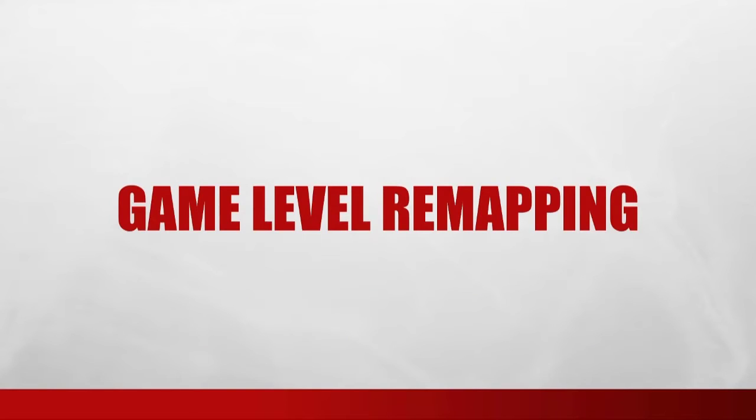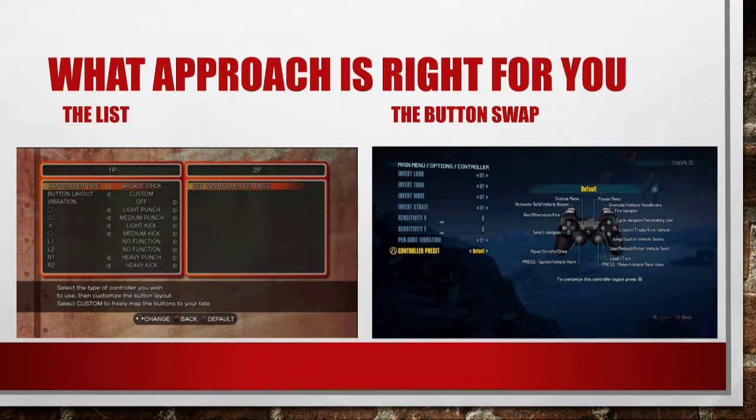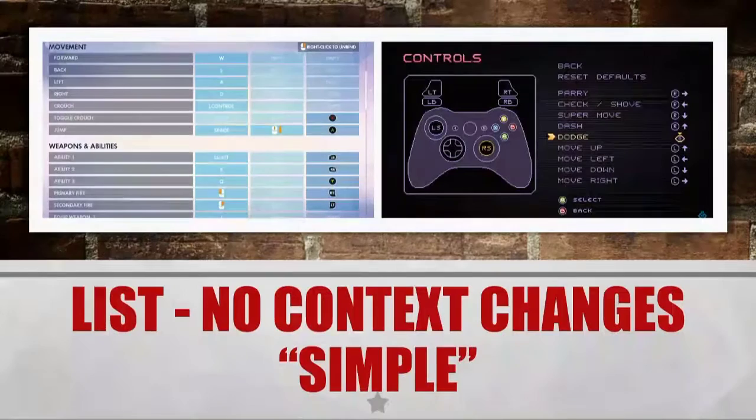And that's really how we get into game level remapping, because we've heard it, Brandon talked about it, it's going to be talked about again, we're going to talk about it forever. This is the best solution. And there are really 2 ways to do it that are right for you. So if you're a game dev and you're like, wow, I really want to implement this, I don't even know where to start. Cool, do one of these 2 ways. There's the list method or the button swap method.